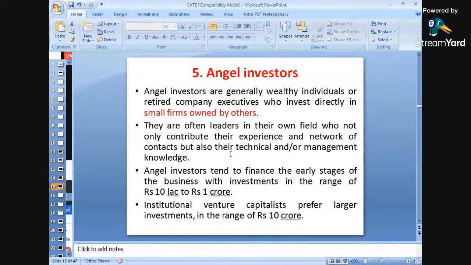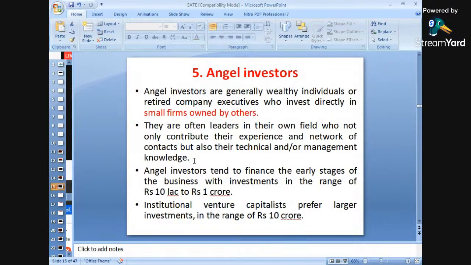They will share their contacts and networks in order to boost the project and to have more profit in the particular type of project. They are often leaders in their own field who not only contribute their experience and network of contacts, but also their technical and management knowledge.